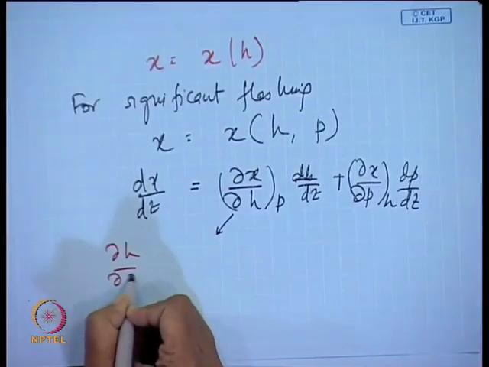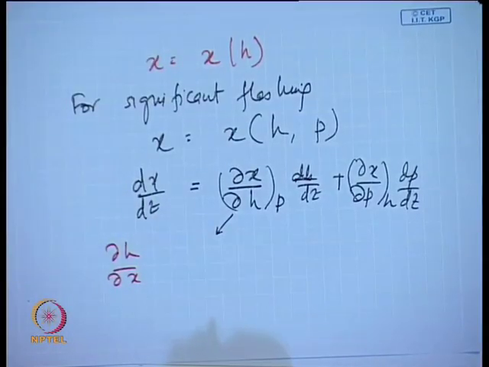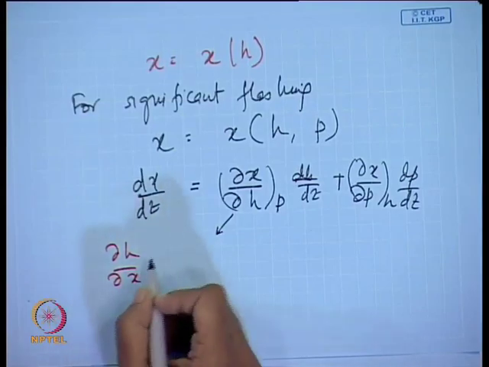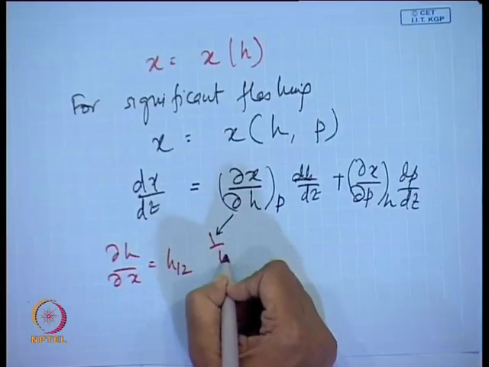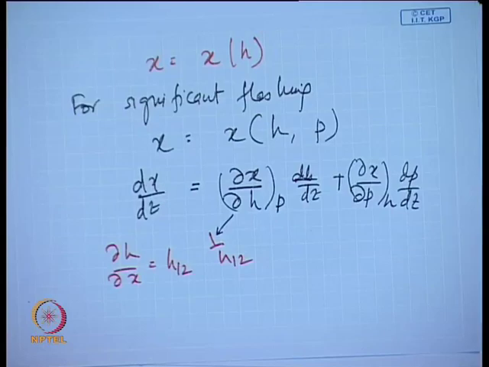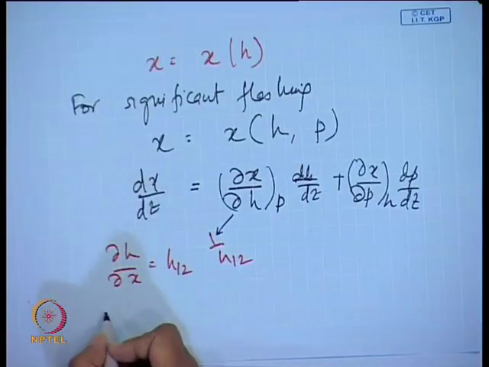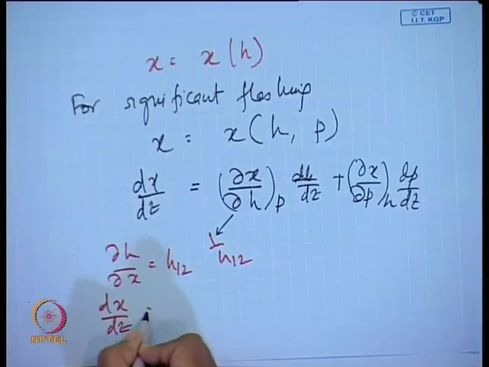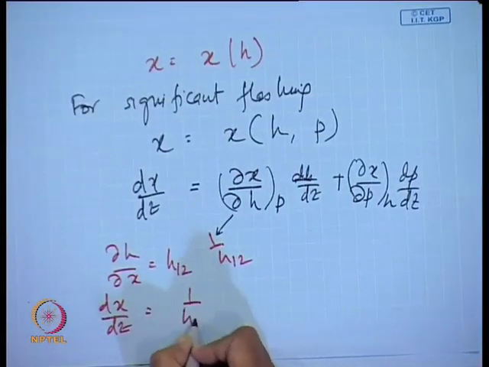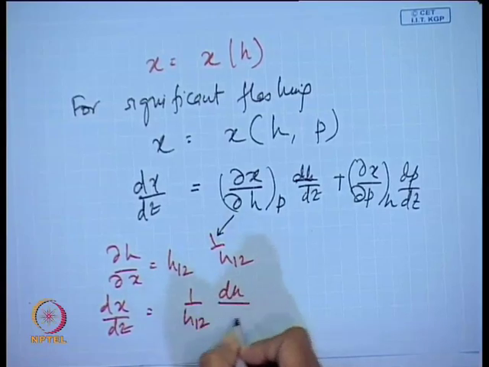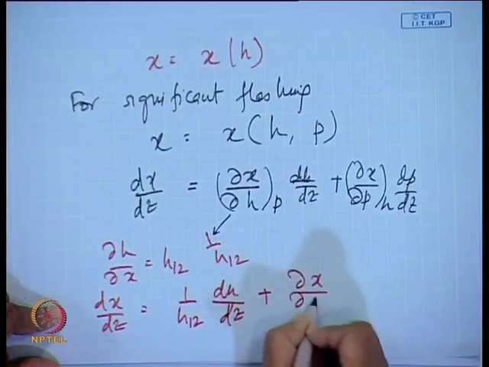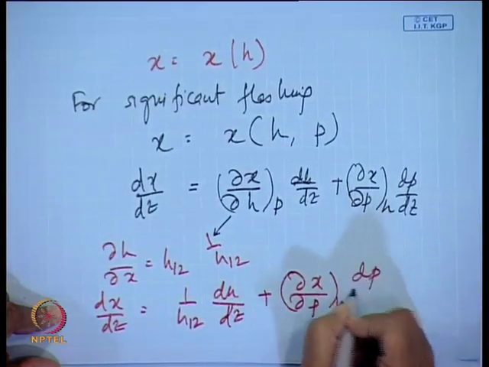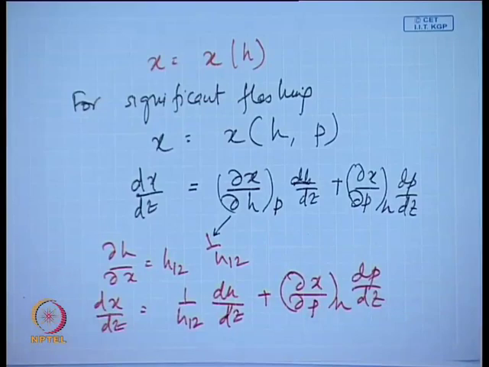Any idea? At constant pressure, how enthalpy changes with quality? Latent heat of vaporization. So, this is nothing but h_fg, in other words, this is equal to 1 by h_fg. You agree with me? So, for that circumstance we can write dx/dz as 1 by h_fg dh/dz plus del x/del p at constant h dp/dz. Can we do this, yes or no?